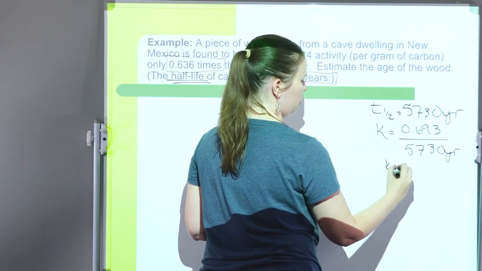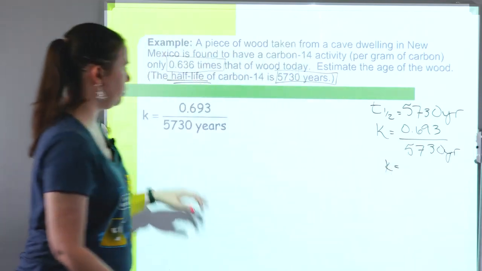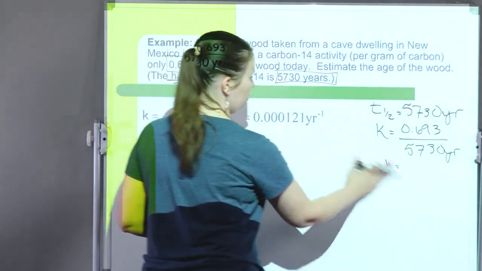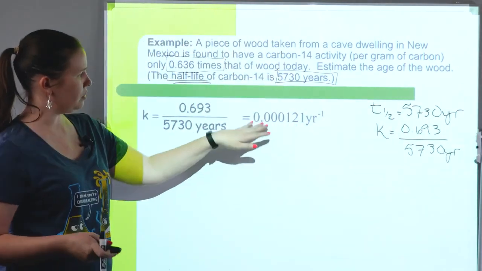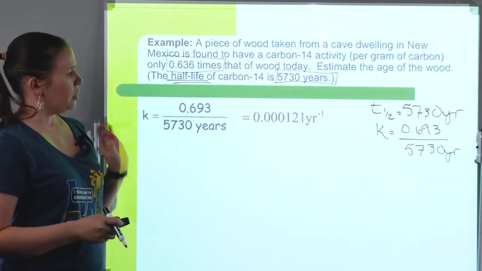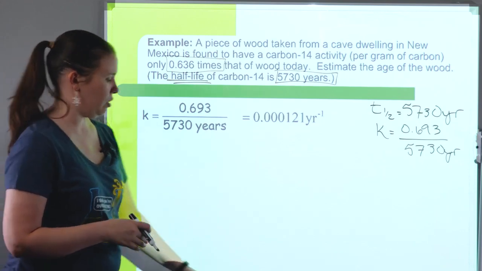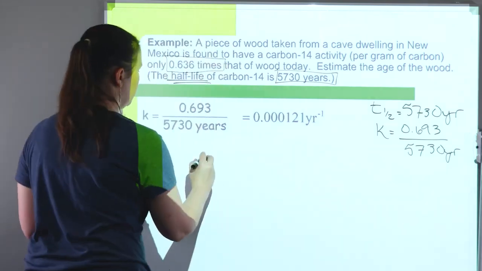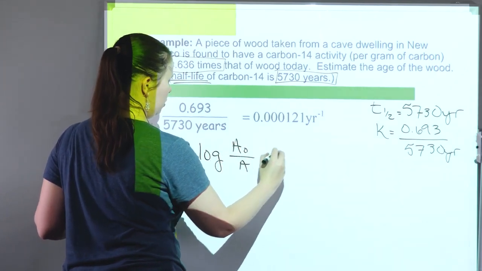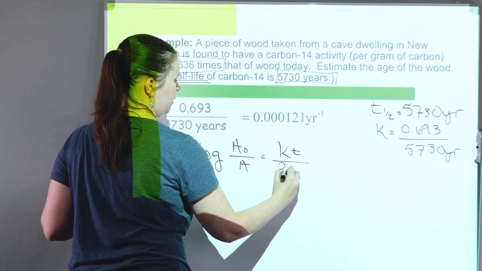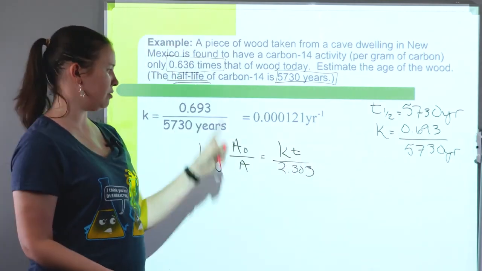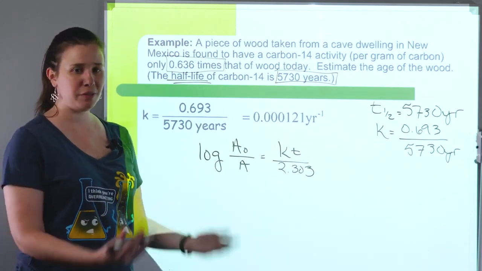Again, watch the units. We can get K by doing this simple division. 0.693 divided by the half-life, and we get a K, let's just use it from here, 0.000121 inverse years. Now that I have K, I can start thinking about my other formula. So it was the log of A0 over A equals KT over 2.303. And now technically, because it doesn't have amounts, I probably should have written N here, but it really doesn't matter.